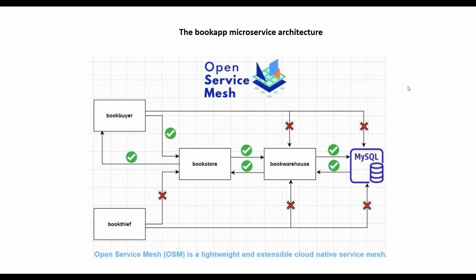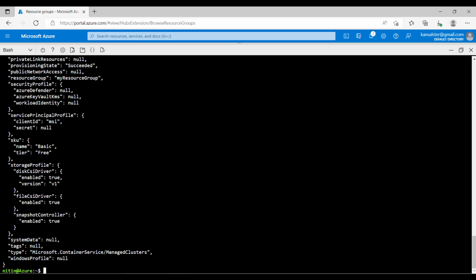We have manifest file for each component onto GitHub repo, which we will download onto the Cloud Shell and start applying each one of them one by one to deploy this microservice. Let's head back to the Azure portal and see the cluster status. My cluster is already launched.